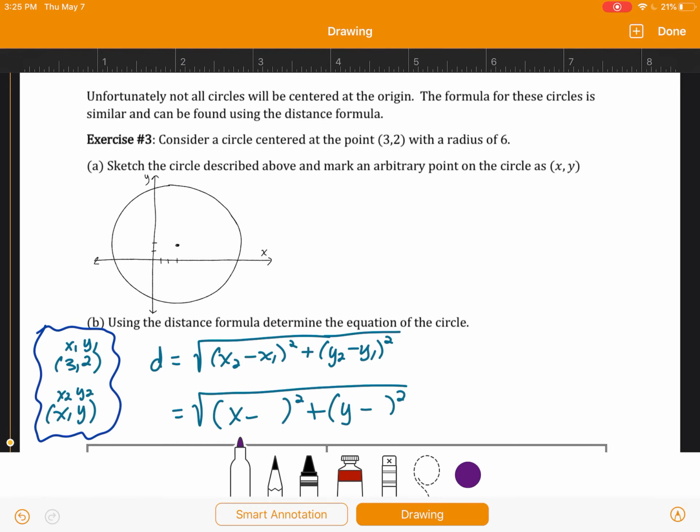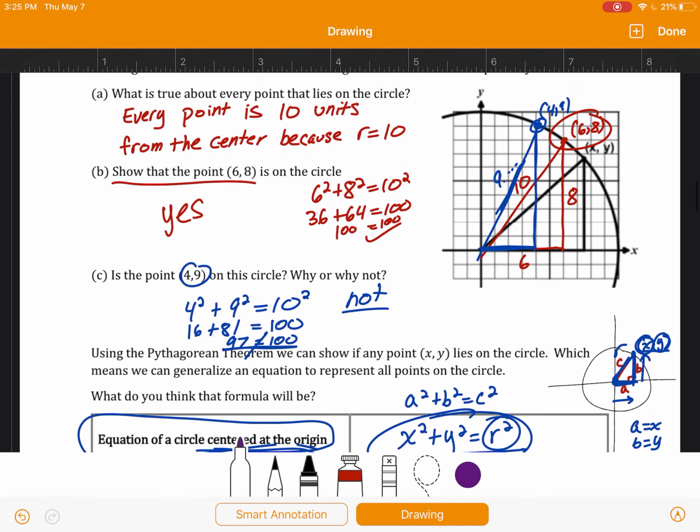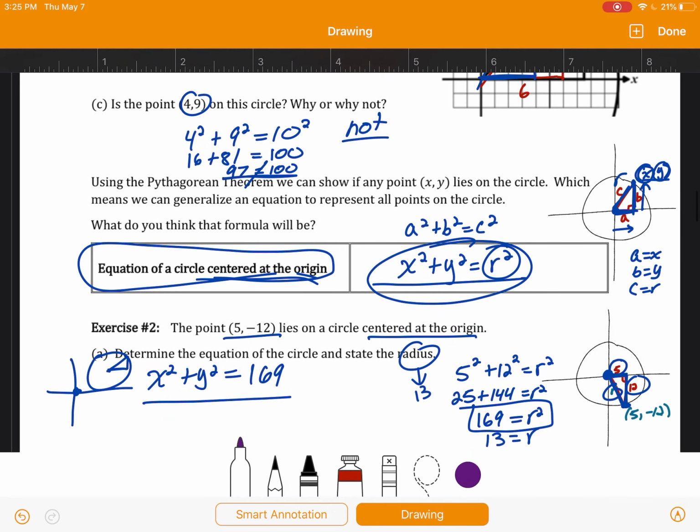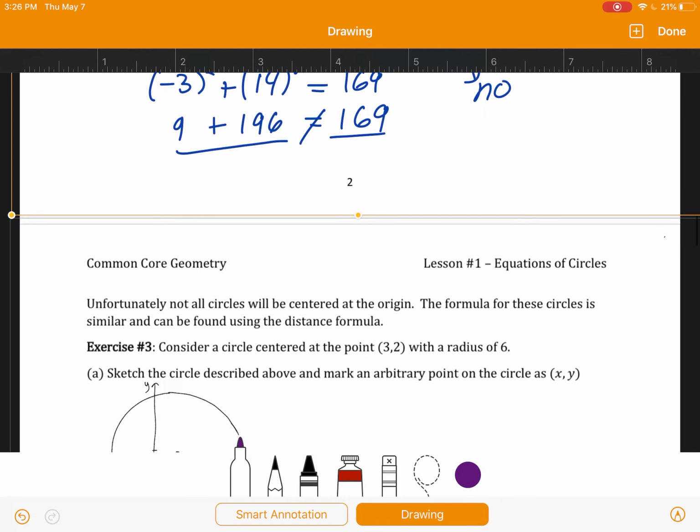Okay, so this is the second half of lesson 1 for our new unit. Before, we were talking about the equation of a circle when it is centered at the origin. That means we're always going to use this formula, x squared plus y squared equals r squared, when we have a circle with the center at the origin, at the point 0, 0. And r is going to be the part that changes. And x and y are still going to stay x and y.